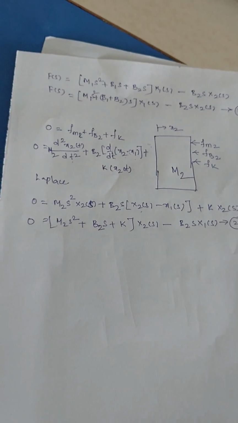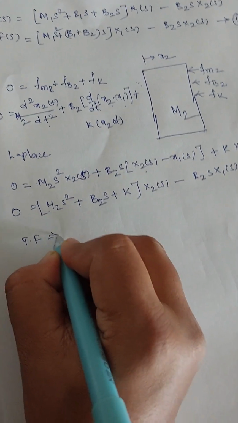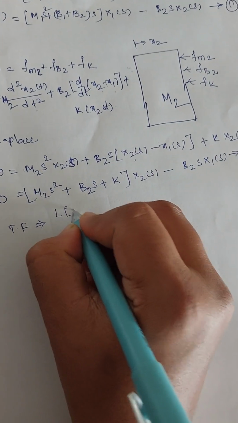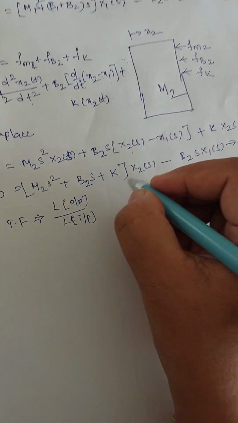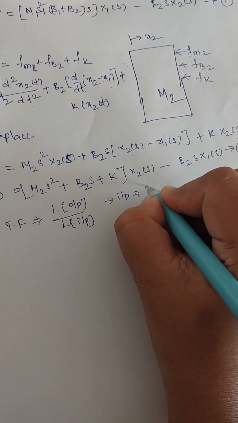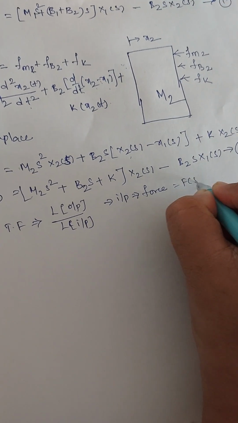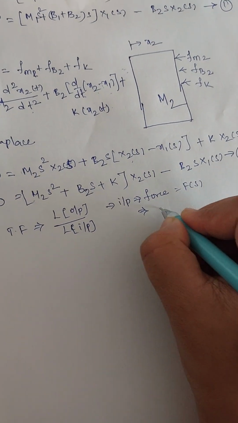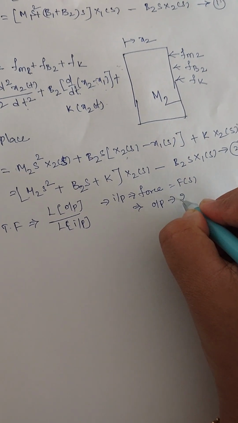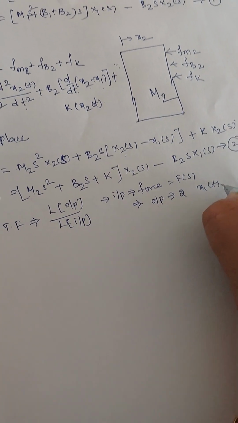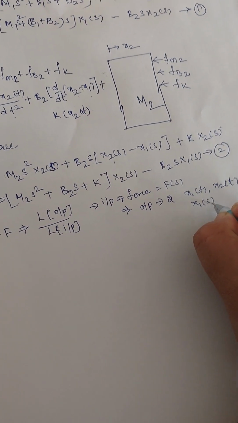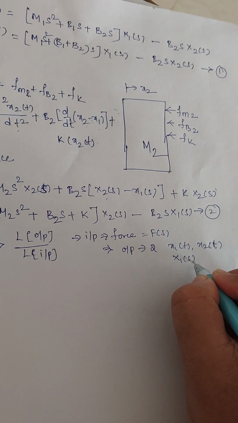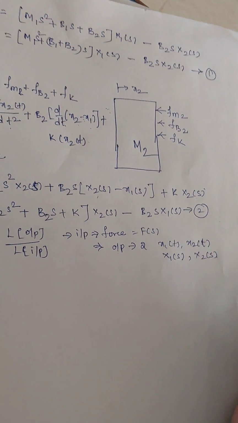Now here we have to write the transfer function. The transfer function is given by the Laplace transform of the output to the Laplace transform of the input. Here the input was the force, which is f of s, and the outputs are two: one is x1 of t and the second one is x2 of t. So in terms of the Laplace transform, one is x1 of s and another one is x2 of s, right?